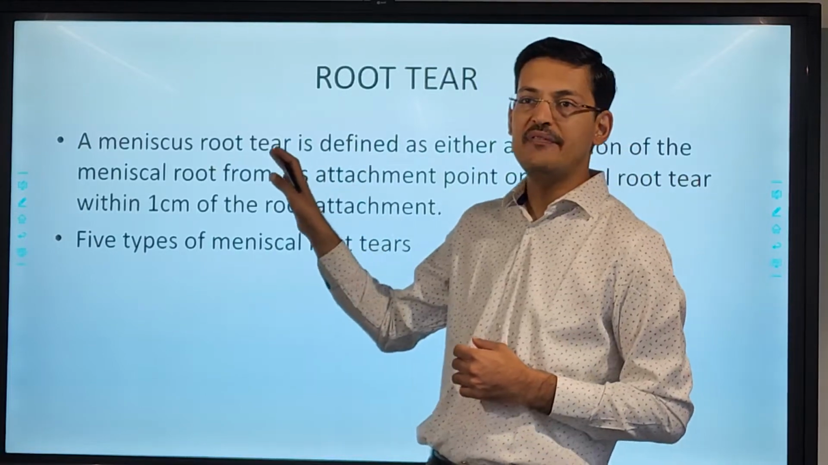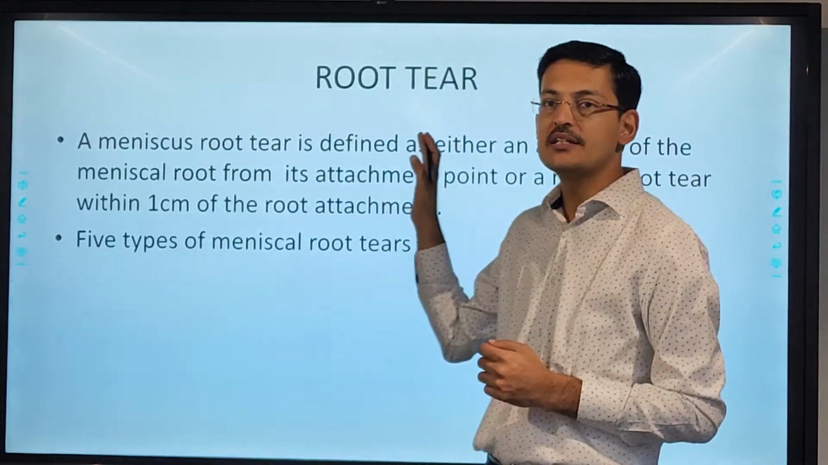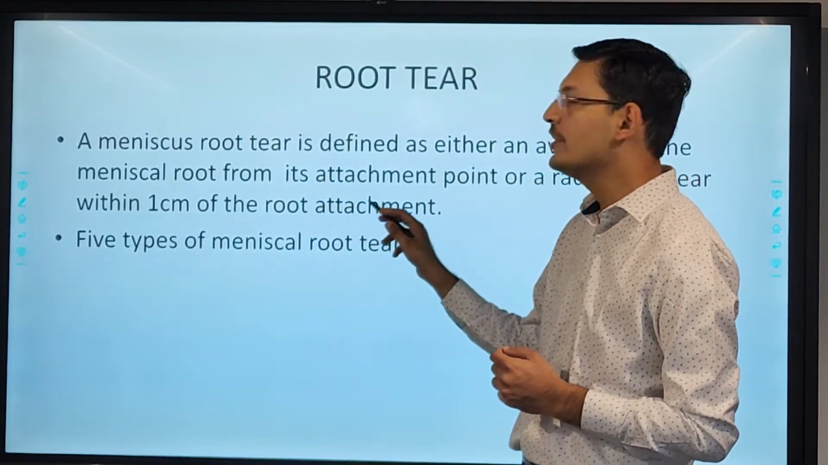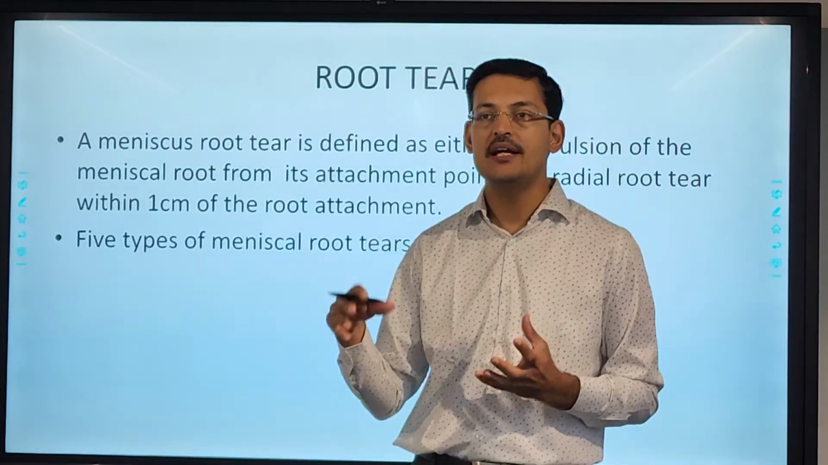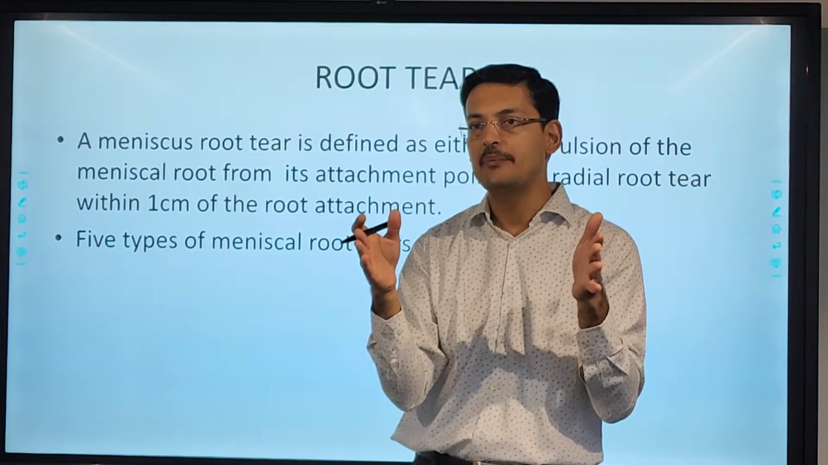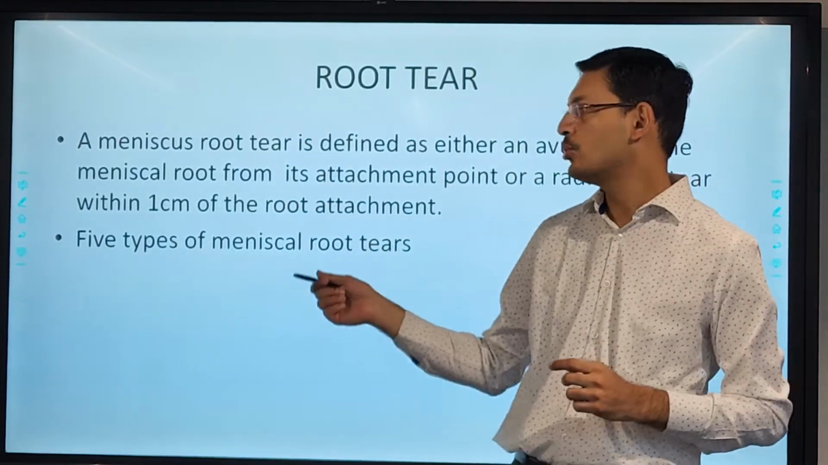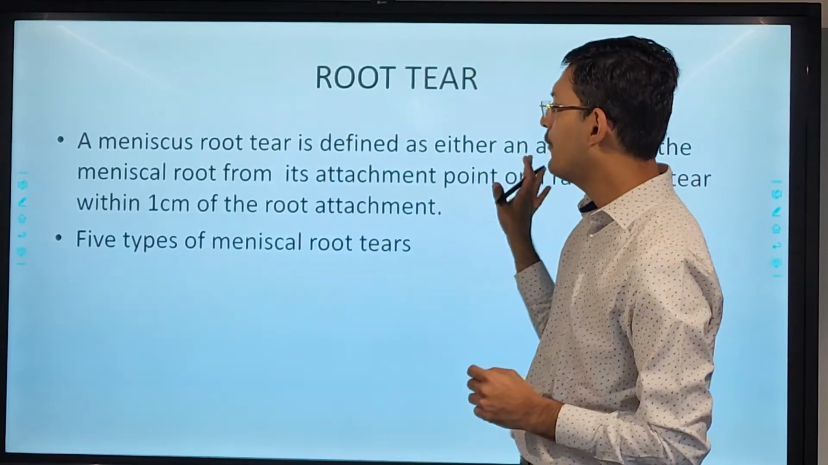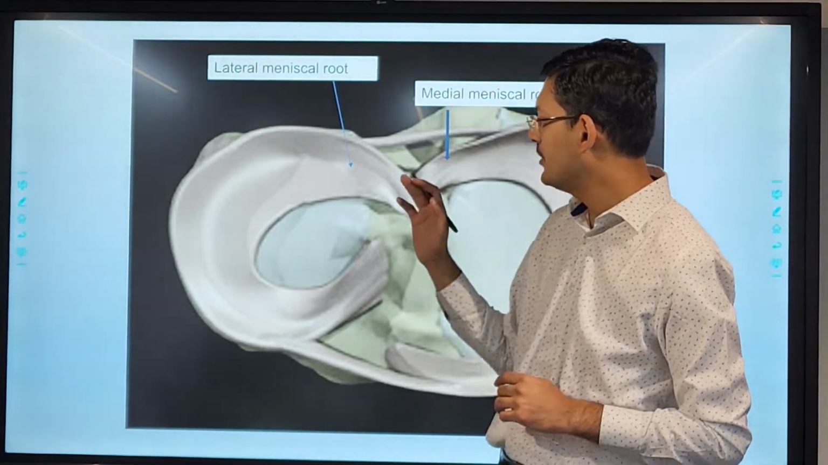Now root tear by definition is a tear of the meniscus within a centimeter of the root attachment. So root is the place where the meniscus attaches to the bone, and if there is an injury within a centimeter, it is called a root tear. And there are 5 types of meniscus root tear. I will come into that.